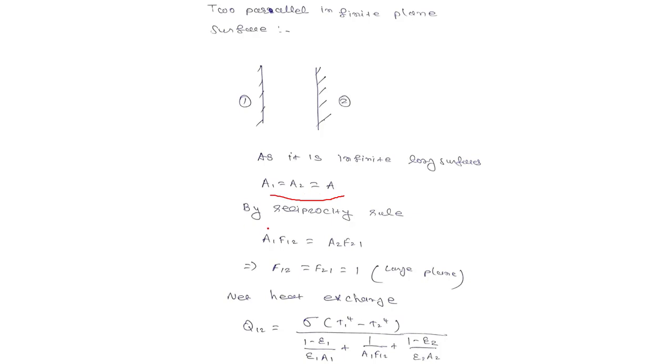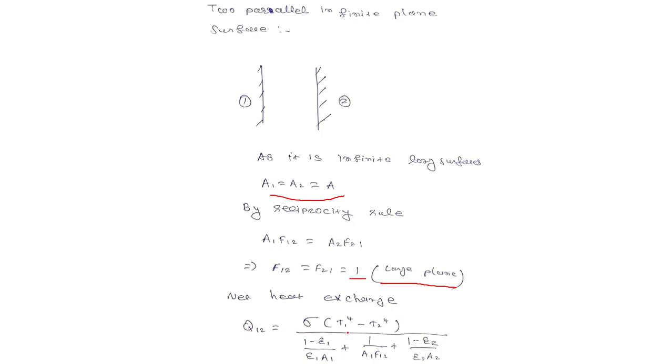Now in shape factor theory we already discussed the reciprocity rule: A1 F12 is equal to A2 F21. But here A1 and A2 are the same, so we can write F12 equals F21, and also as it is a large plane, we can put just 1 instead of that. Now we already derived this equation in our previous theory. It is the heat exchange between two surfaces or bodies.